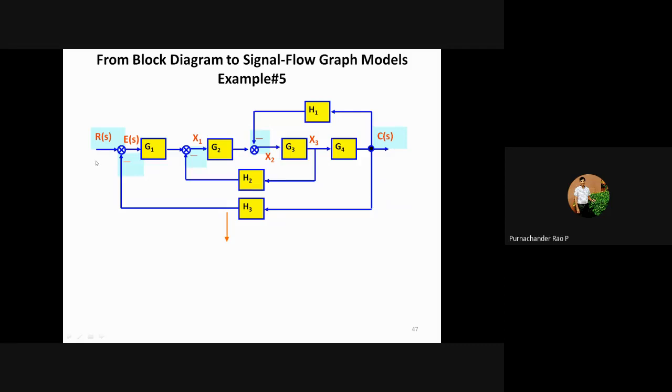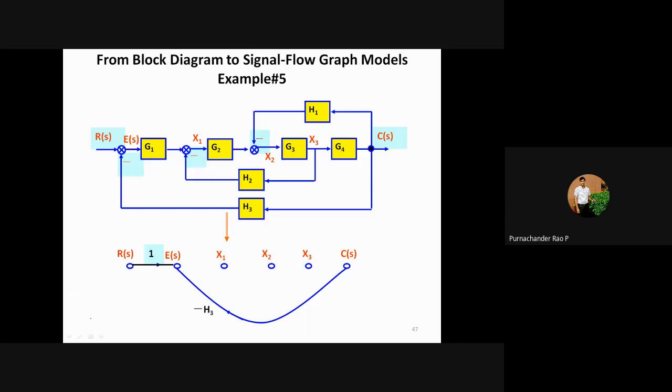So here, for the given transfer function, we need to take up all the nodes. The input R of S, E of S, this one is X1 of S, X2, X3, and C of S. Like this, we need to take up all the nodes. Once you get the nodes, then you join. From R of S to E of S, the gain is 1. Yeah, the gain is 1 only.